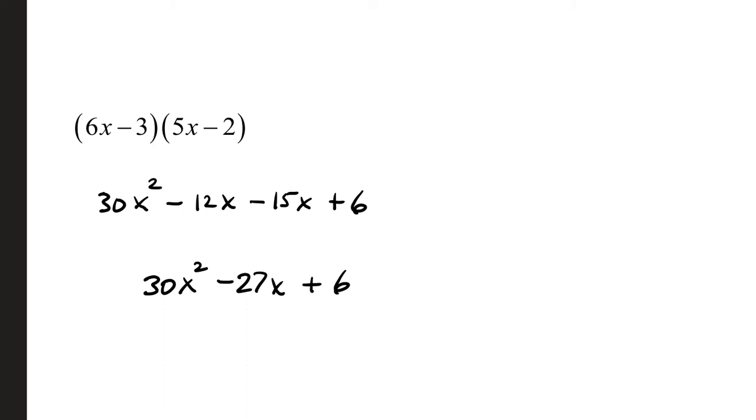Once the parentheses have been cleared, most of the time with binomial times binomial, the two terms in the middle are like terms. And in this case, that's true as well. Negative 12x minus 15 more x's, that's a total of negative 27x.